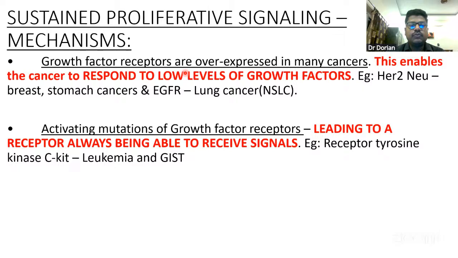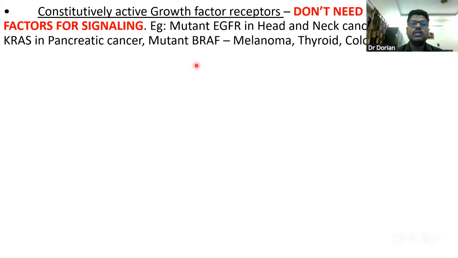So the next will be activating mutations of growth factor receptors. Which means a growth factor receptor will be mutated and it will be constitutively active. It need not receive any signal for it to function. It will keep on functioning. This is activating mutation of growth factor receptors. This constitutive activation is seen in epidermal growth factor receptor in head and neck cancer, KRAS in pancreatic cancer, and BRAF in melanoma, thyroid, and colorectal cancers. These are all the examples given in Sabiston.